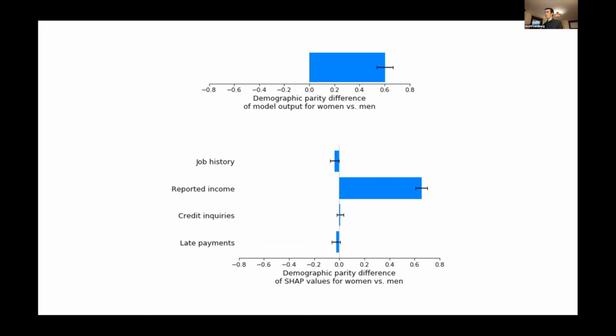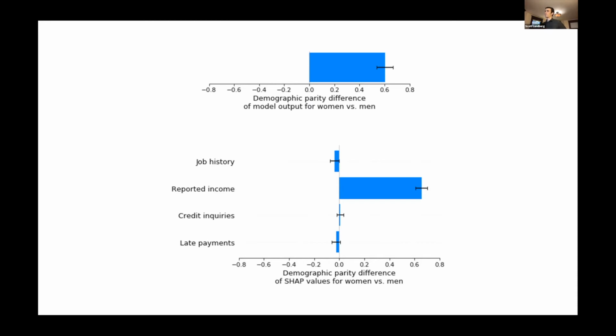And remember, all the explanations are in the units of the model's output. So whatever you're doing to compute demographic parity difference, you can also do to the attributions applied to each feature separately. And we do that for job history, reported income, credit inquiries, and late payments, which are the 4 features that are involved in this scenario.